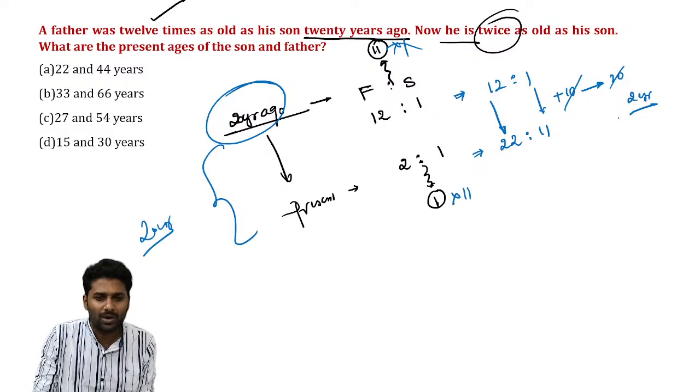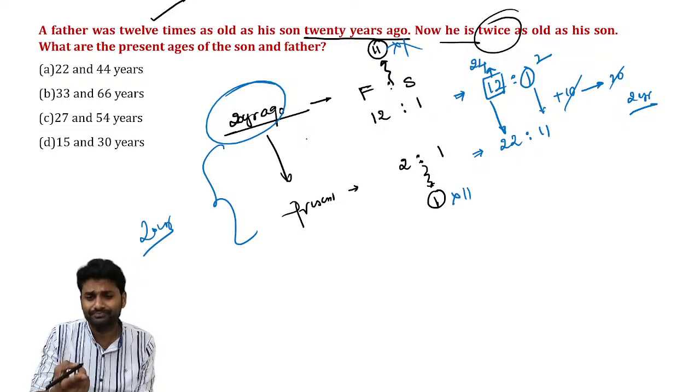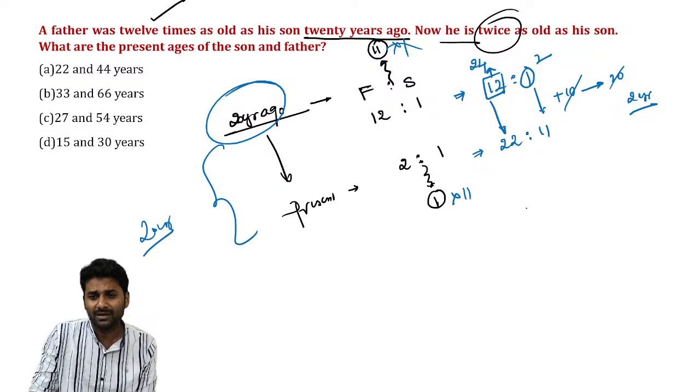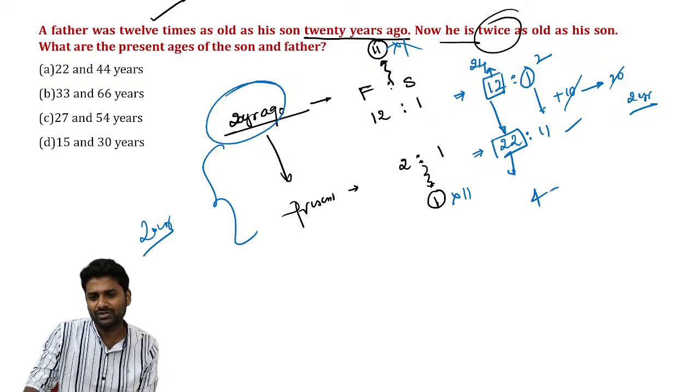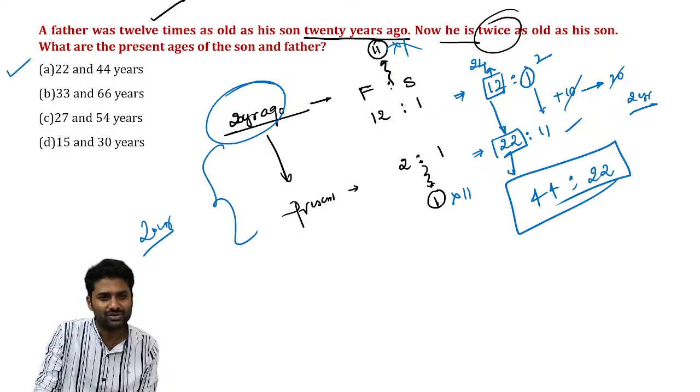Now the question, what are the present ages? 20 years ago, the age of father is 24, age of son is 2. So what is the present age? Present age means we have to add 20 years. Directly you can substitute here, because these 22 and 11 are present ages. 22 into 2 is equal to 44, and 11 into 2 is equal to 22. So their ages are 44 years and 22 years.